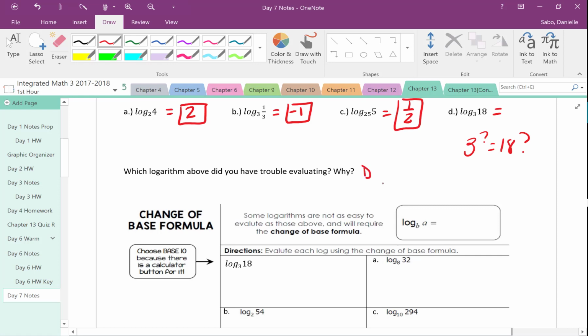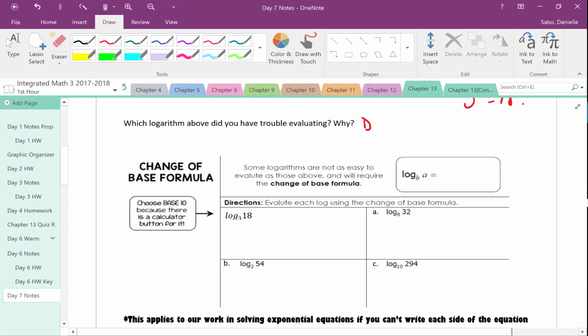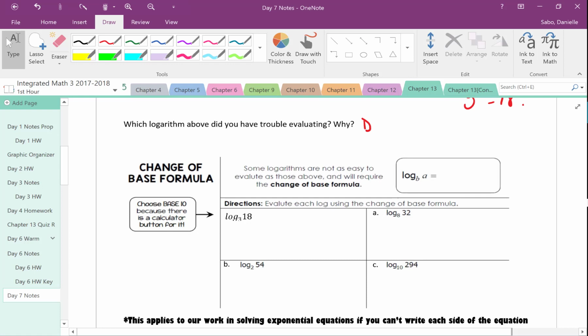And that's just because, again, there's no way to find 3 to what power gives me 18 from what we know. But we are going to learn something today called the change of base formula. Some of you have really fancy calculators. Some of you don't have such fancy calculators. And I'll show you both ways. It's always good to know another option in case you don't have your fancy calculator on you. Some logs are not as easy to evaluate as the above, and we will require the change of base formula.